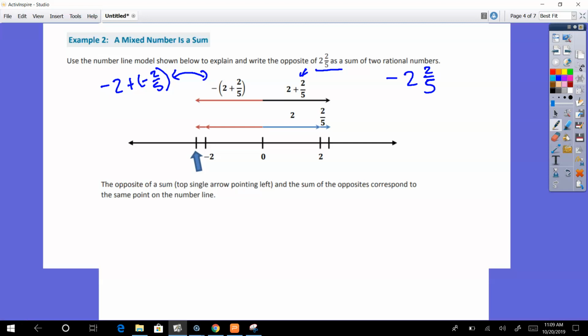So how can we show the opposite of a sum is the sum of its opposites? And so that's what we're doing here. This is going the same distance as if we went to the left. So 2 wholes and then a little bit, the 2/5. And then here we would have negative 2 wholes and then negative 2/5. So the opposite of 2 2/5 is negative 2 2/5. And it can be written as a negative 2 plus a negative 2/5.